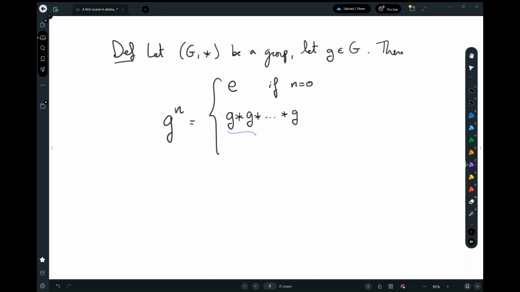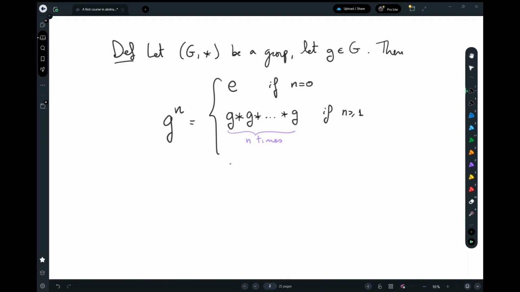And notice that it doesn't matter. In principle, I should have a bunch of parentheses here for the associativity. Because of the associativity property, which G satisfies because G is a group, it doesn't matter how I put parentheses. So this has a well-defined meaning. So this is if n is bigger or equal to 1.